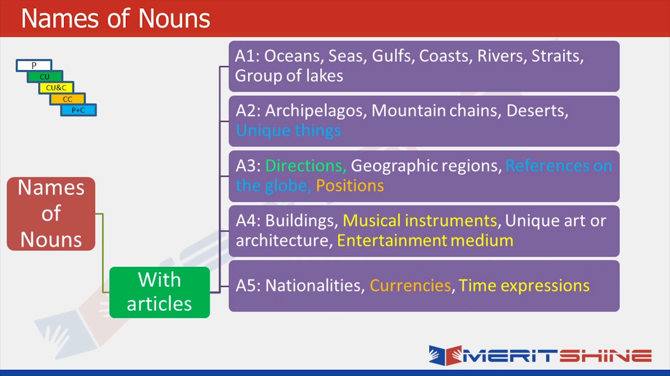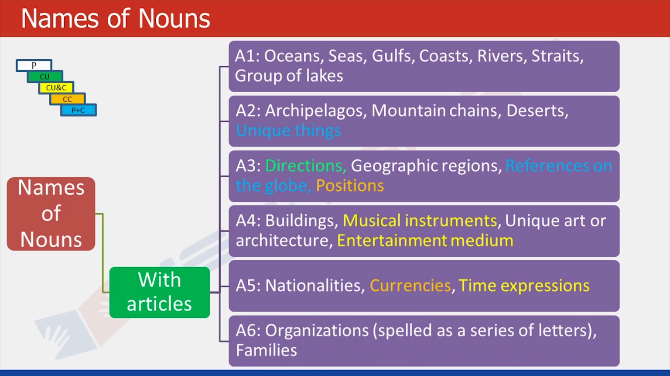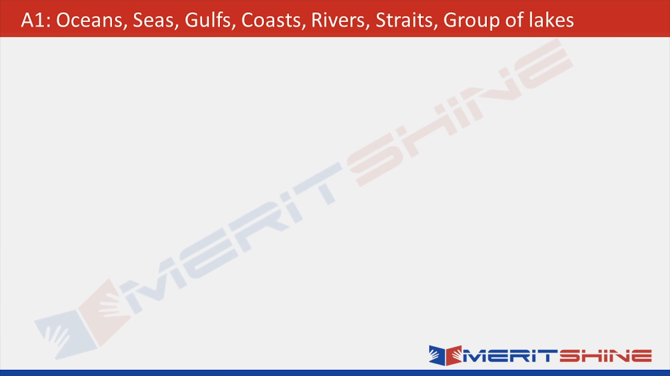Let's move to A5. It will have the names of nationalities, currencies, along with some time expressions. The names of nationalities will be proper nouns. The names of currencies are common countable nouns, and the time expressions can be either countable or uncountable. The case A6 consists of the names of organizations that are spelled as series of letters and the names of families. Both of these are proper nouns. Let us discuss each case in detail.